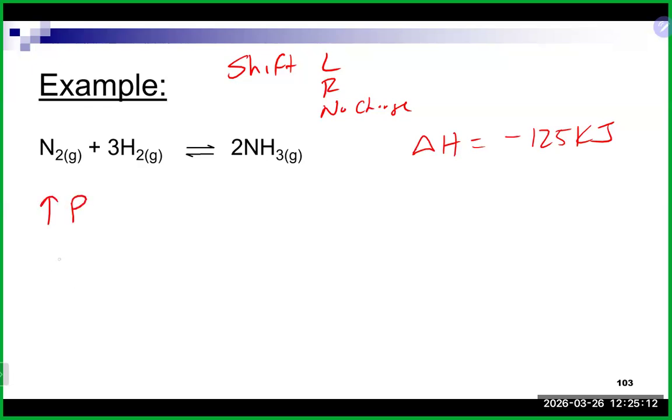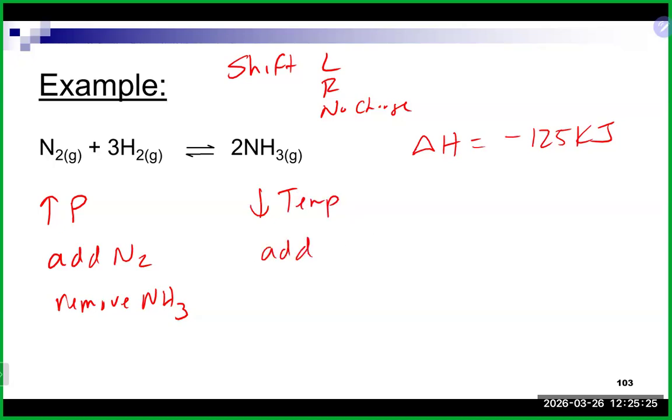Let's do: increase the pressure. We're going to add N2. We're going to remove NH3. We're going to decrease the temperature. We will add a catalyst. We will add some H2. And we'll increase the volume. All right, so take a moment and see what happens for each of these.